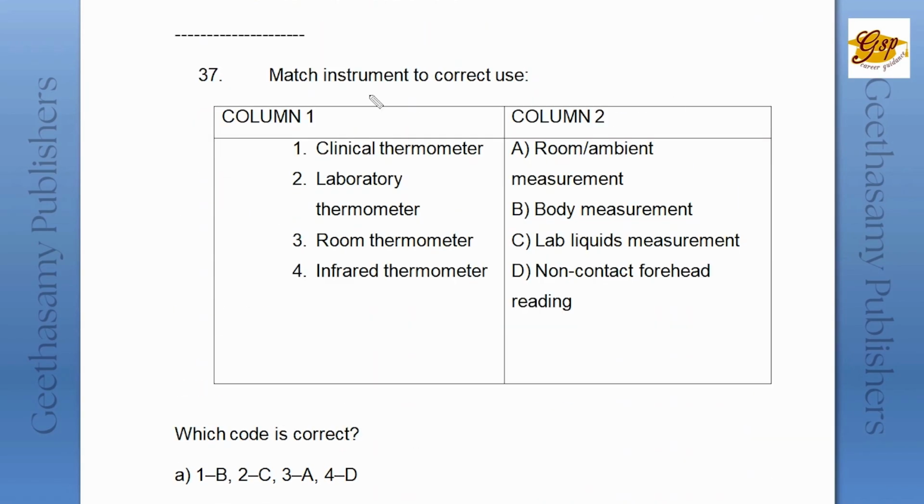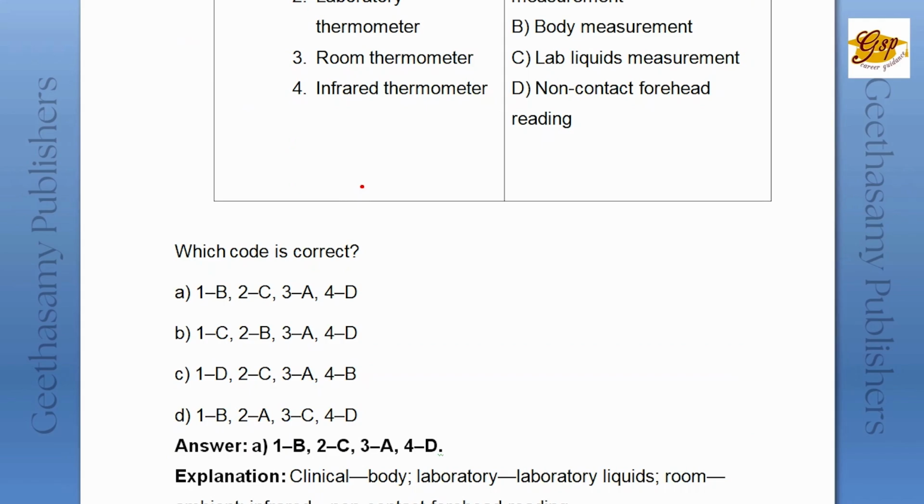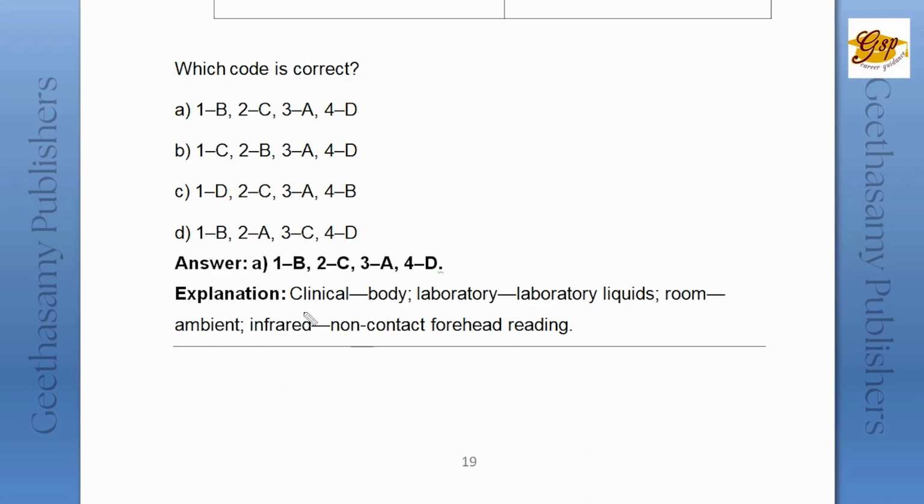So match the measurement. Clinical thermometer, room ambient; laboratory thermometer, body measurement; room thermometer, lab liquid measurement; infrared thermometer, non-contact forehead. So the answer is A only. It's all matched correctly. You can see the explanation. Clinical body, laboratory liquids, and the room ambient, infrared, and non-contact forehead.